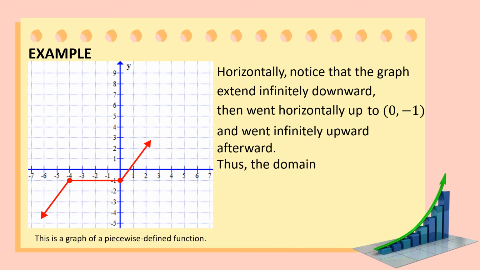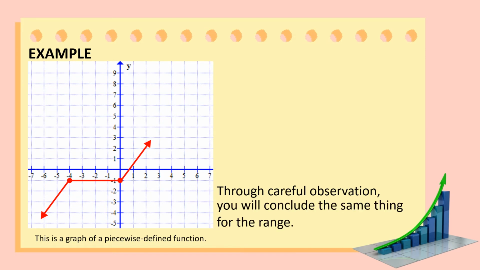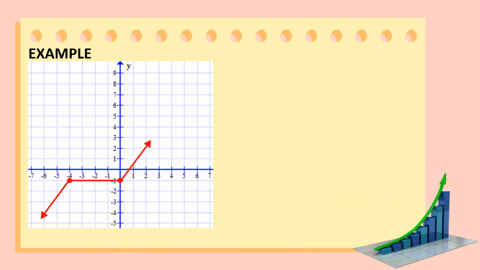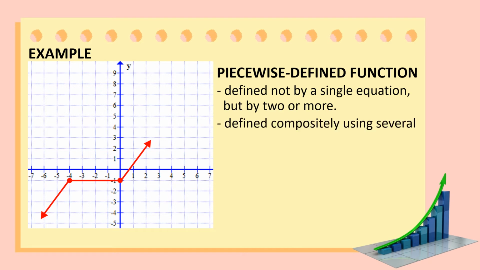Thus, the domain is a set of real numbers. Through careful observation, you will conclude the same thing for the range. A piecewise defined function is defined not by a single equation, but by two or more. It is defined compositely using several expressions and different interval domains.